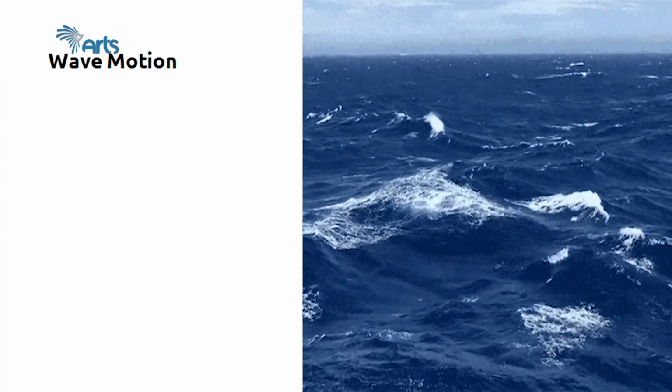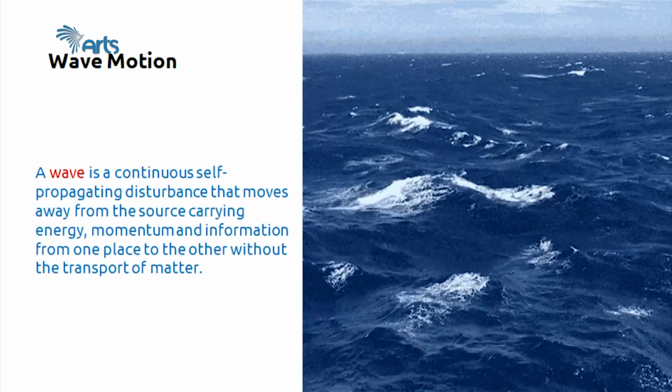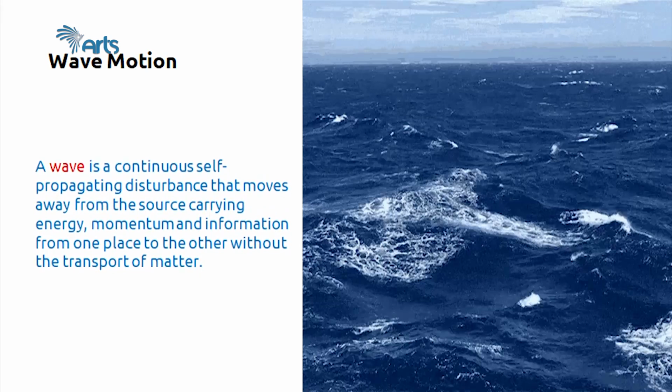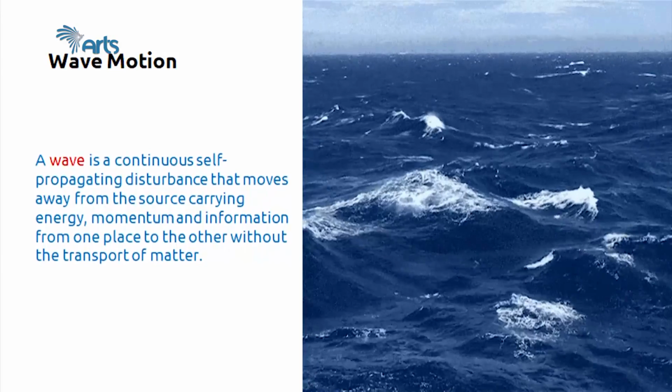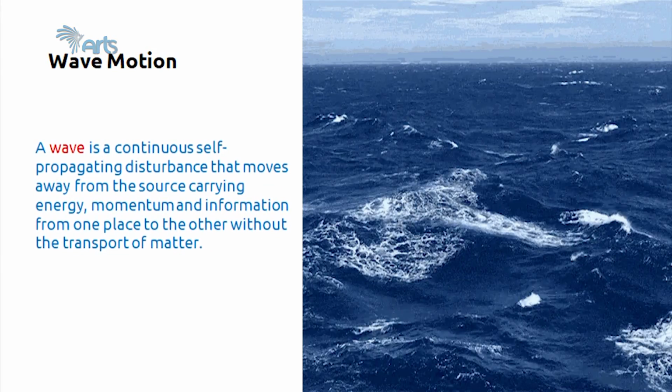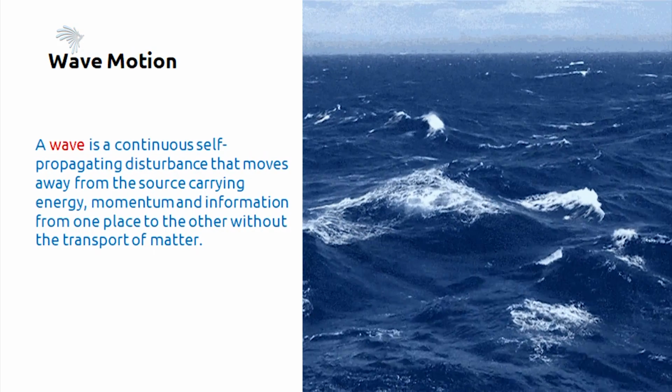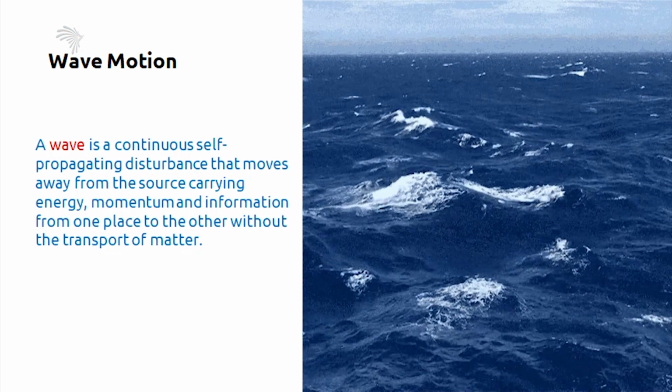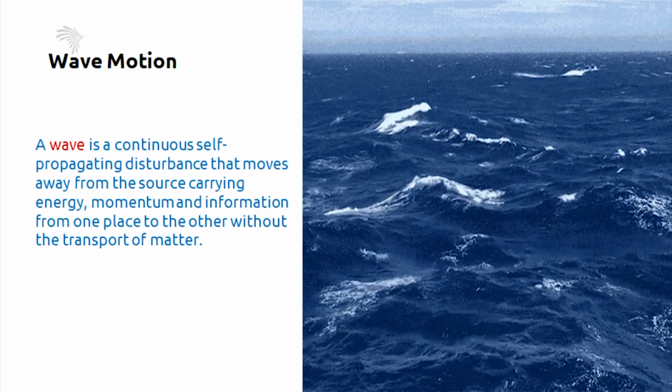Wave motion. A wave is a continuous self-propagating disturbance that moves away from the source, carrying energy, momentum, and information from one place to another without the transport of matter. There are two general classifications of waves, mechanical and non-mechanical, or electromagnetic.